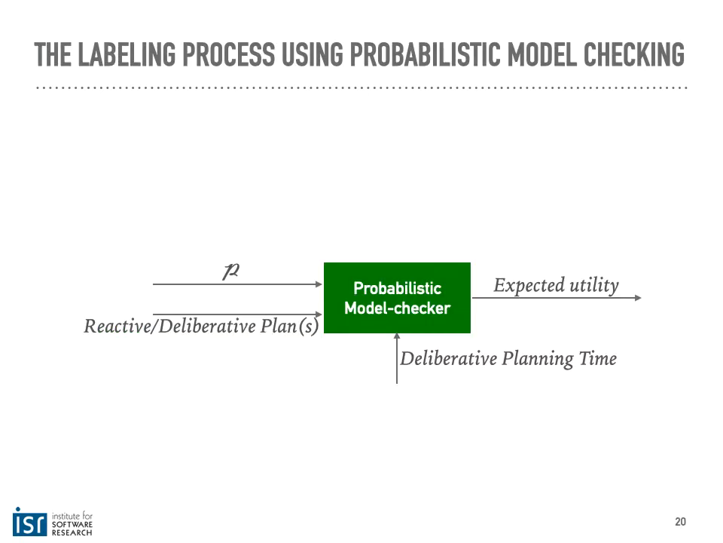To solve this problem, we propose using probabilistic model checking to estimate the performance of reactive planning and deliberative planning. Probabilistic model checking evaluates the combination over all possible execution paths in a planning problem with a single run of a model checker. More details can be found in the paper. As an input, a probabilistic model checker takes a planning problem, reactive and deliberative plans for that problem, and the deliberative planning time. The model checker outputs the expected utility of the combination of the reactive and deliberative plan. The expected utility is a real number indicating the performance of the combination.